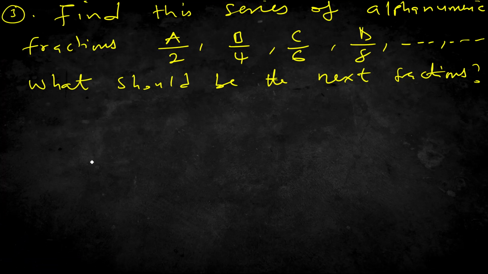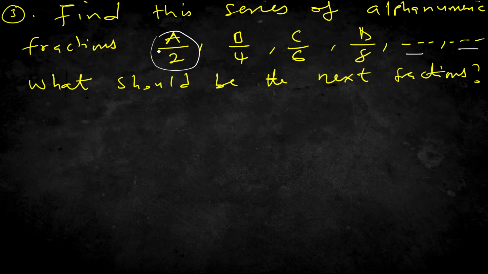All right, find this series of alphanumeric fractions. We have A on 2, B on 4, C on 6, and D on 8. So we are to find this side and this side. All right, so let's observe this one carefully.